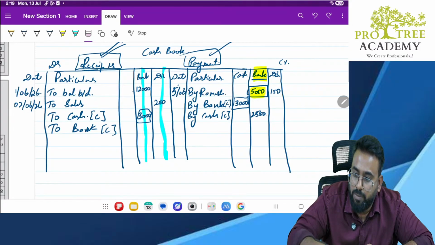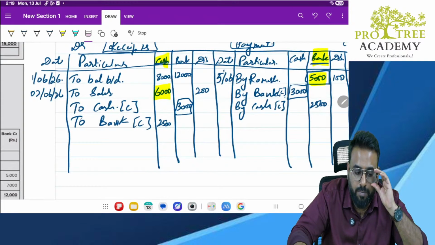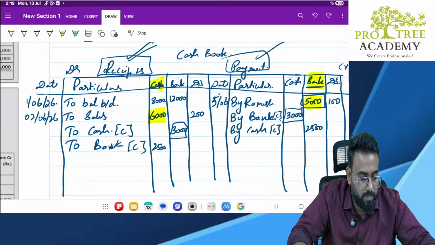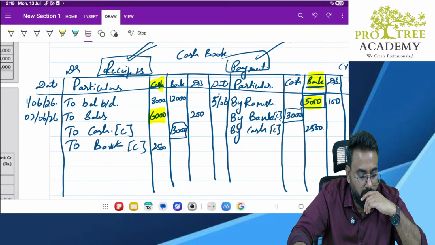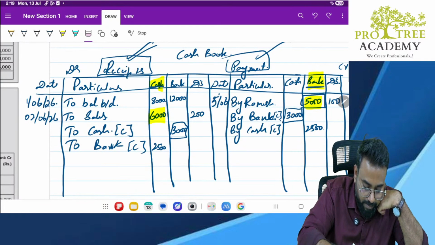Anybody wants to copy it down? Quickly take a screenshot or copy it down, whatever you want to do. Dates are important. Here I need to write the date.